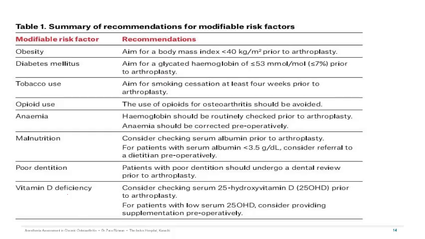Malnutrition, again, is a frailty indicator, so we need to consider it for patients. If serum albumin is below 3.5, we can consider referring them to a dietitian preoperatively. There is a risk from poor dentition, so we can get a dental review if possible. Vitamin D deficiency is something most of the patients suffer from, and we can give supplementation preoperatively in order to improve vitamin D levels.